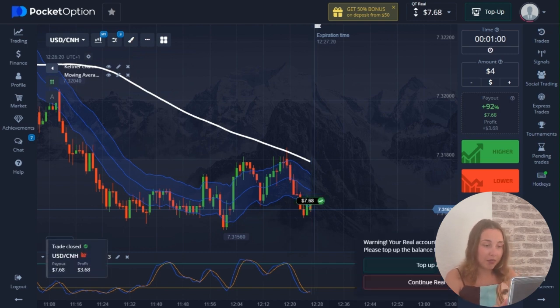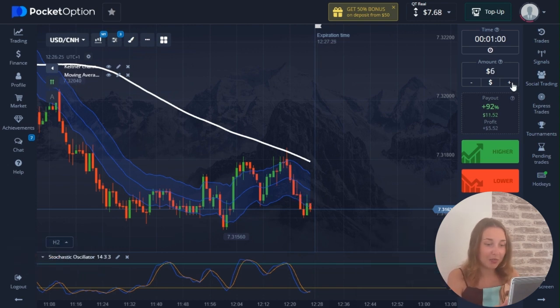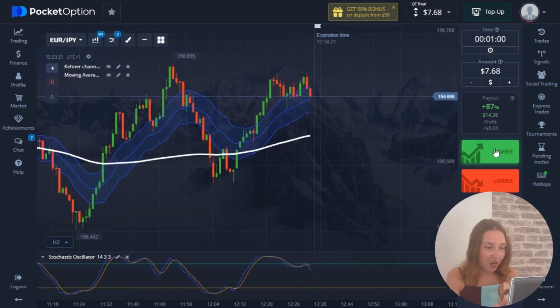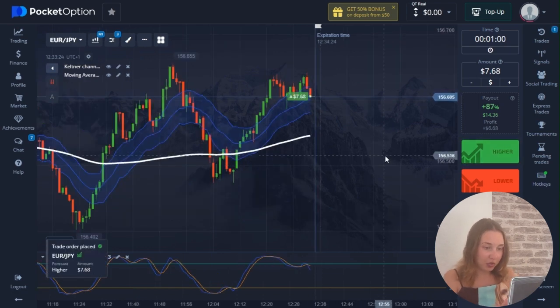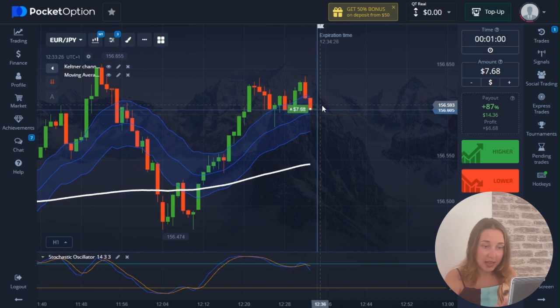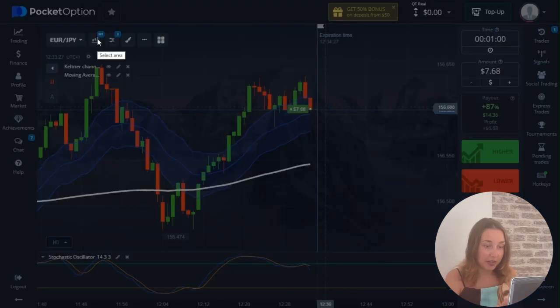The first deal brings $7.50 to the balance. Let's look for a new opportunity to trade. Opening an option to increase, friends. Let's take a look at the chart to understand the situation.